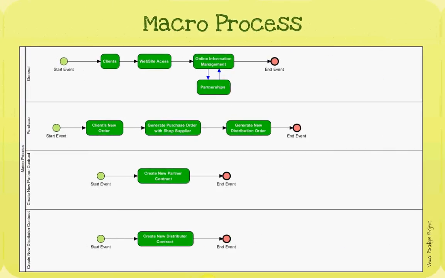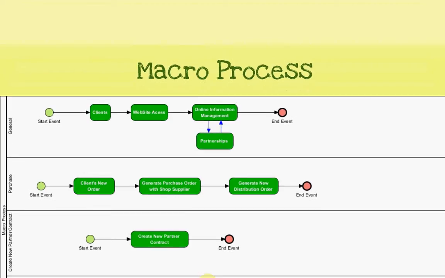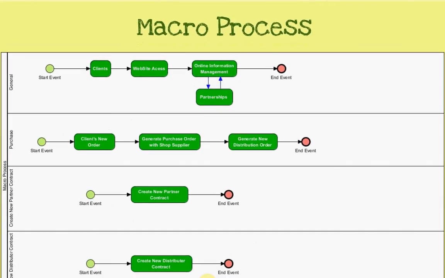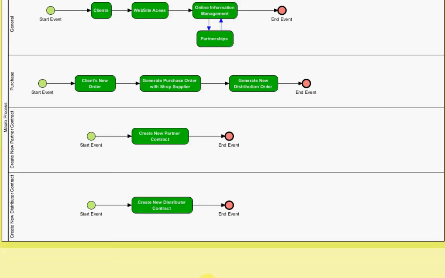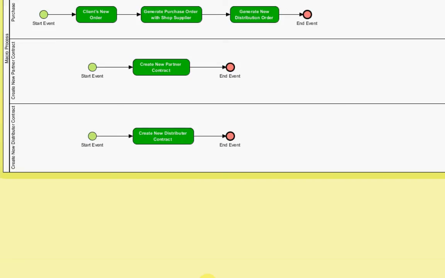These are the 4 macro processes relating to our business. This is the general. This is the purchase order macro process, and this is a macro process to create a new partner contract, and this to create a new distributor contract.